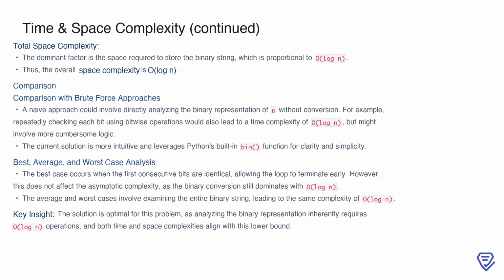Looking at best, average, and worst-case scenarios, the best case might occur if the loop terminates early due to consecutive identical bits being detected. However, the binary conversion still dominates the overall complexity, so all cases effectively result in log n. This insight highlights that the solution is optimal for analyzing the binary representation of numbers, as the problem inherently requires log n operations for both time and space complexities.